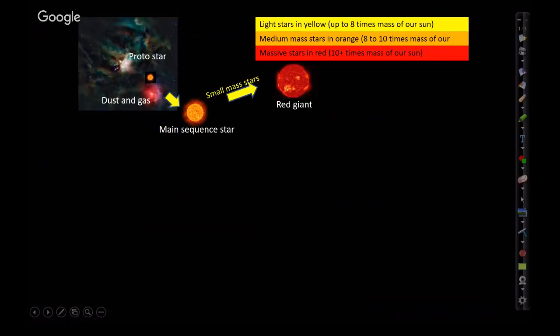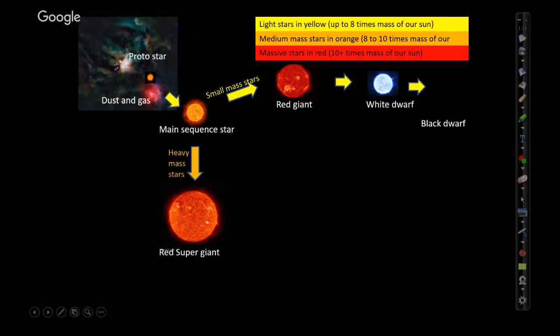Now, our Sun is going to follow the path of a small mass star. So once it's used up all of its fuel here, it's going to turn into a red giant. It's going to expand. And then once it's expanded and it's used up the rest of its fuel, it's going to cool and go down into a white dwarf. And then eventually, once it's used up all of its fuel in nuclear fusion, it's going to turn into a black dwarf, and we won't be able to see it anymore because it doesn't give out light.